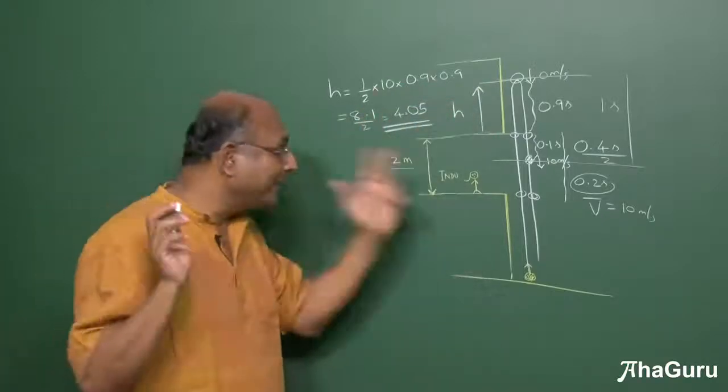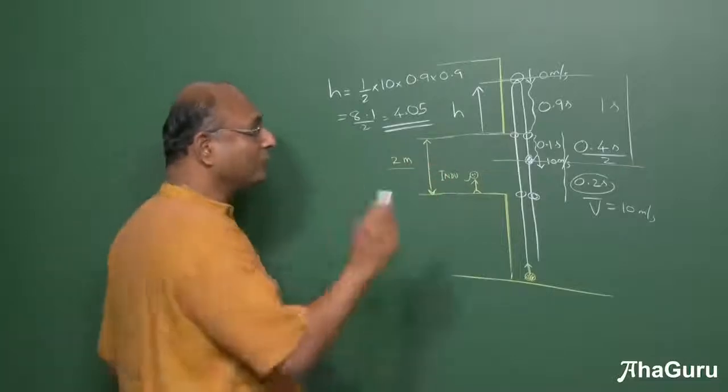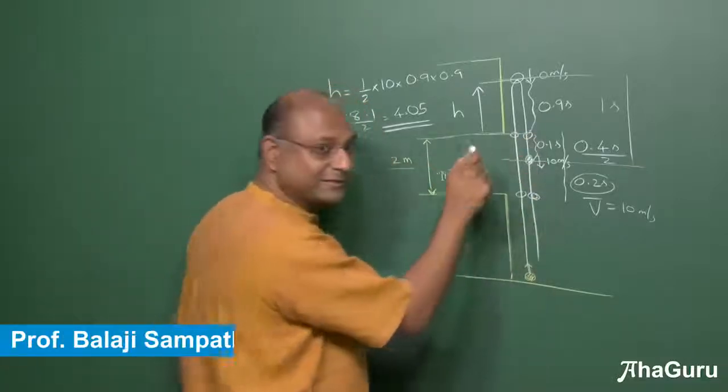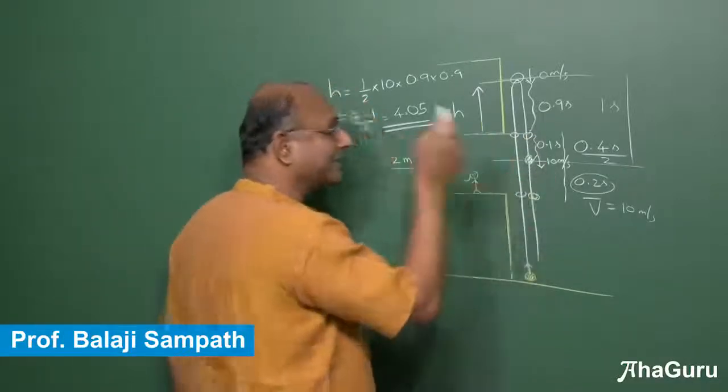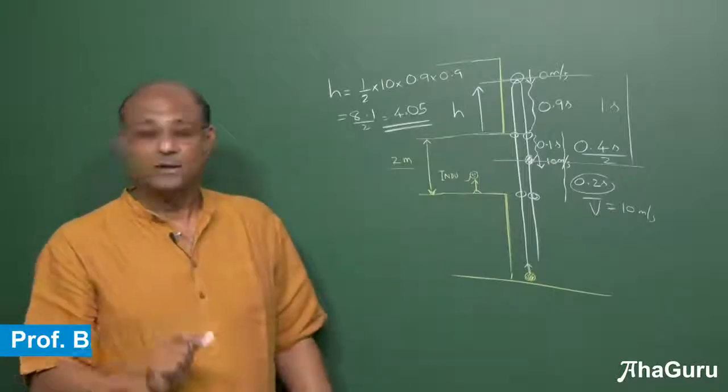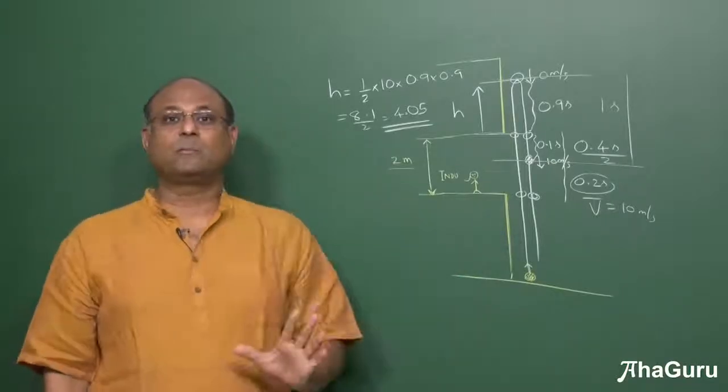So this brilliant idea here is that you use the fact that you can calculate average velocity. Average velocity is the instantaneous velocity at half time. Very, very, very useful for problem solving.